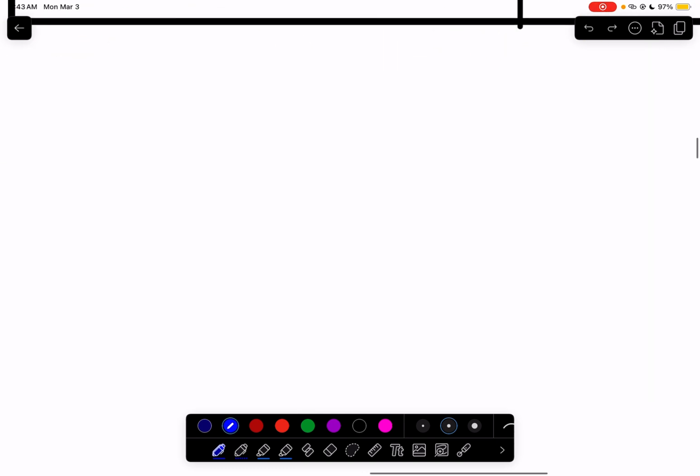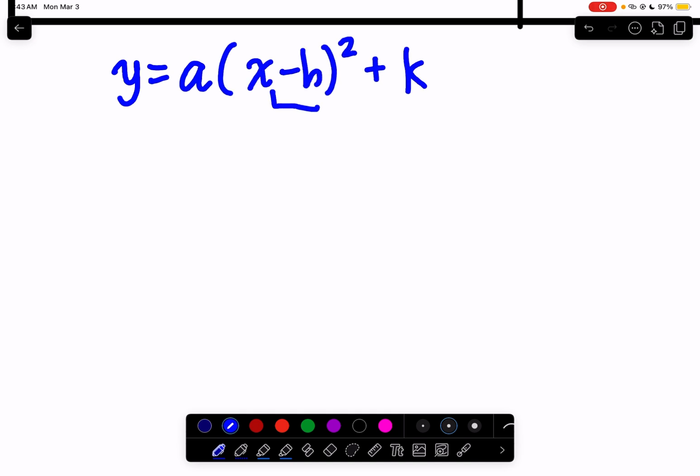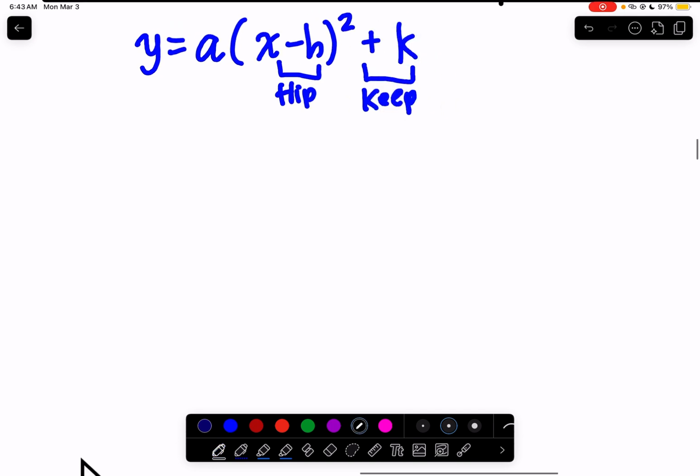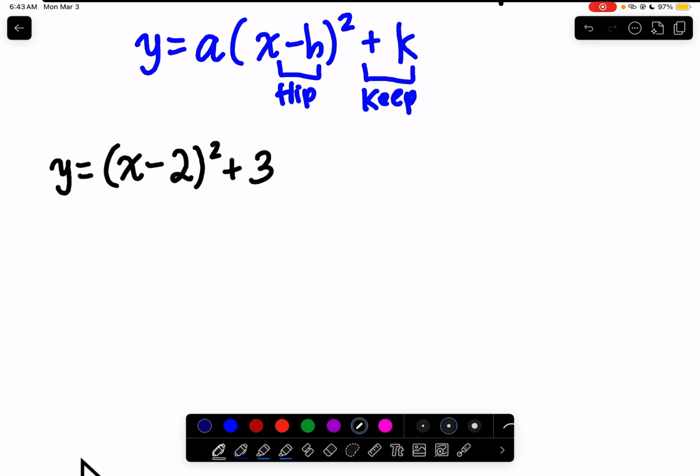So if I were to give you, let's see, I'm gonna write this down, a times (x minus h) squared plus k, this will always flip the sign, this will always keep the sign. Okay, so a couple of examples. If I were to give you this, squared plus 3. Okay, press pause, come up with what you think the vertex would be, so what you think the (h, k) would be, and then when you have it, press play. Okay, here, this -2 will flip to be a +2. This +3 will stay +3. So hopefully you got that.